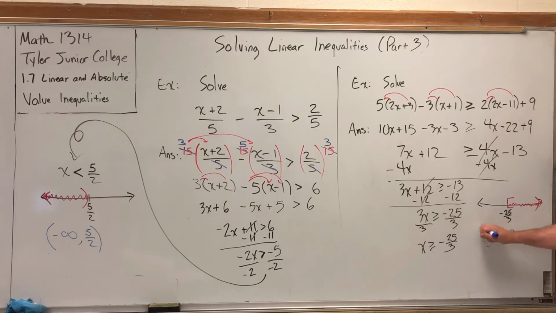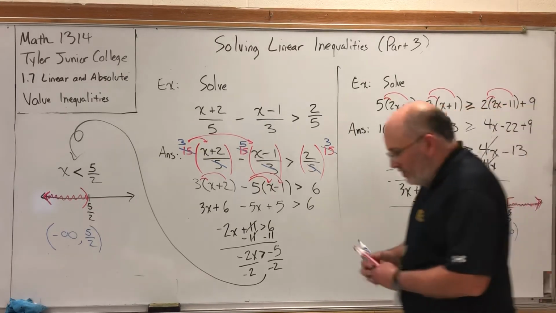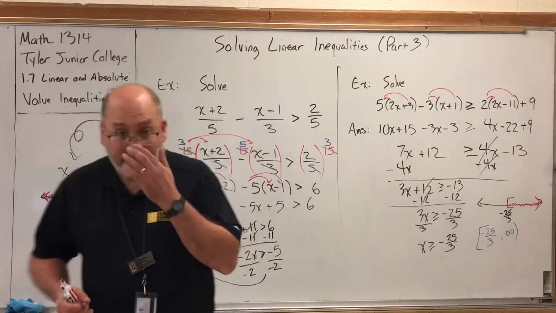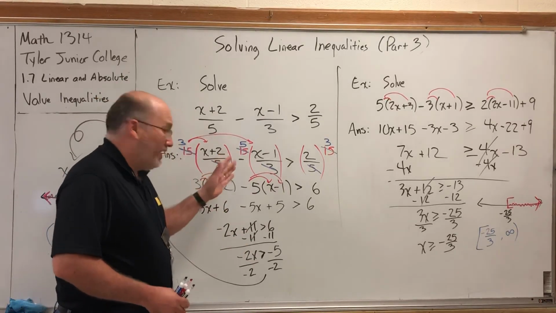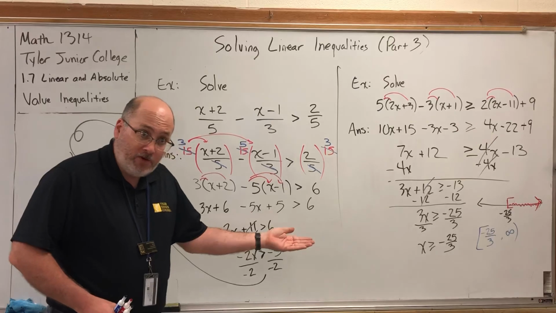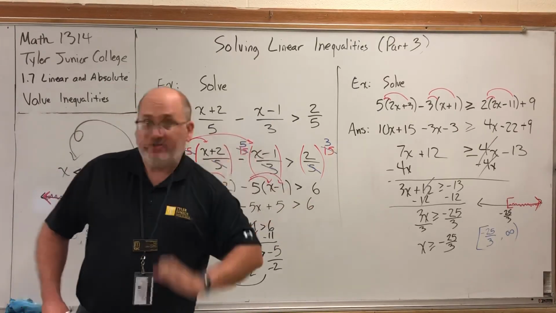The negative 25 thirds has a bracket. Infinities always get parentheses. So when you see larger problems, don't be intimidated. Identify one obstacle at a time, formulate a plan to overcome the obstacle, reevaluate, and ask yourself, what's the next obstacle?